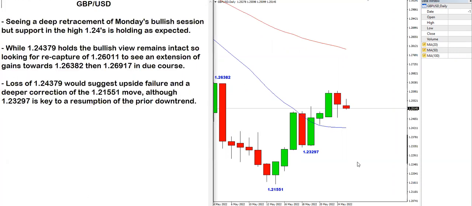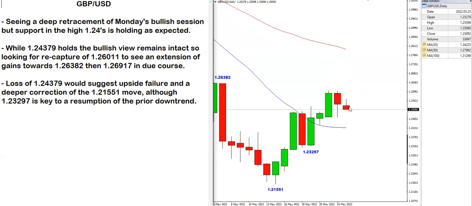Cable, yesterday when I was writing, we'd seen a big retracement of the previous session's bullish candlestick, and I was looking for support coming in at 124.379 to hold. We saw a bounce into yesterday's close, and today we're still stuck in the 2-day range for the time being. So the bullish outlook is still intact while we're above that 124.379 support level. Looking for a break of 126.011 to signal a resumption and extension of this 121.551 move up to the reaction high at 126.382.